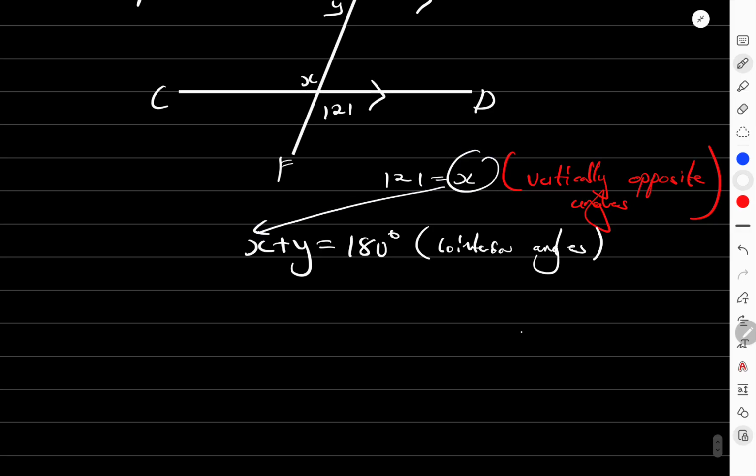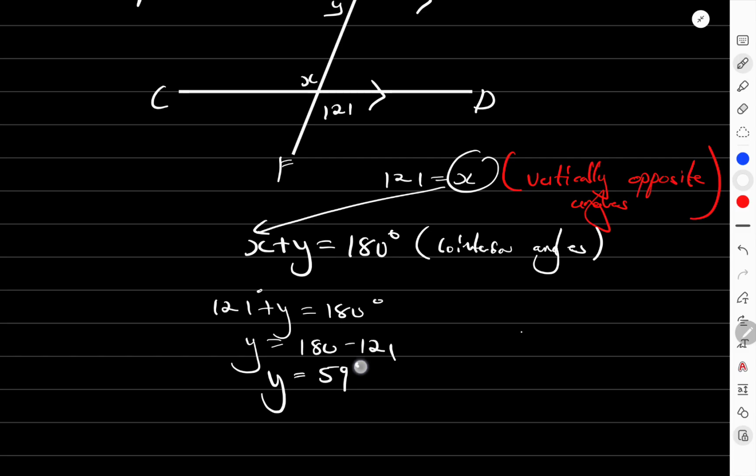Now, you remember substitution. Wherever I see x, I have a right to substitute 121 degrees. Therefore, I'm going to have 121 plus y is equals to 180 degrees. I'm going to have y, which is equals to 180 degrees minus 121 degrees. What is 180 minus 121 degrees? I'm going to have y, which is equals to 59 degrees. That's it.